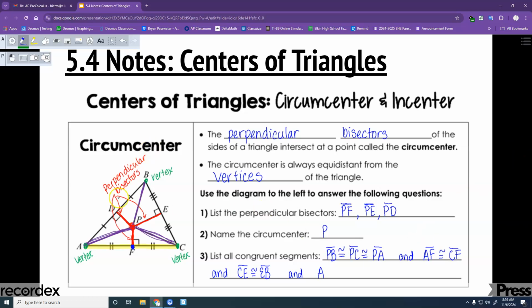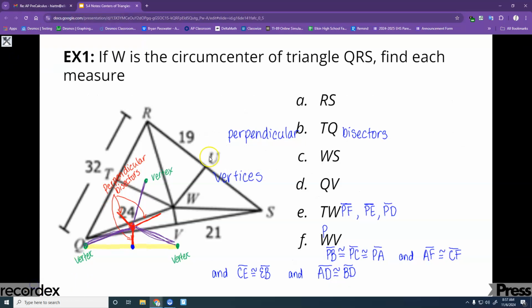Okay, so this point right here cuts that line in half. So it's a D right there. AD is congruent to BD. Okay, so there's a lot going on there in that picture. We can use this to answer questions about triangles when they're given to us.